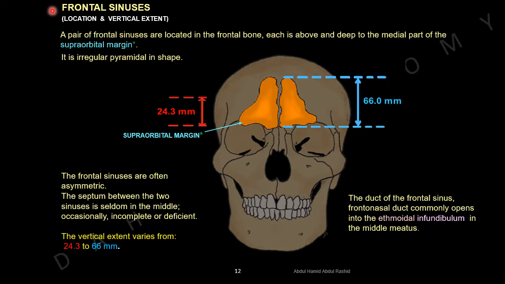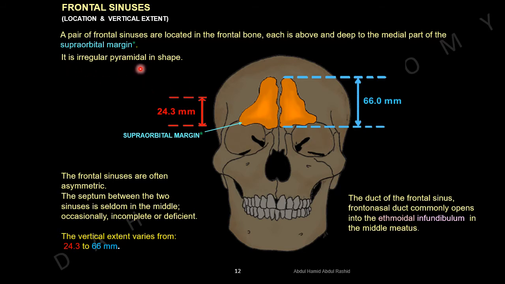Frontal sinuses. Location and vertical extent. A pair of frontal sinuses are located in the frontal bone. Each is above and deep to the medial part of the supraorbital margin. This area is the medial part of the supraorbital margin. So frontal sinuses are above this supraorbital margin.